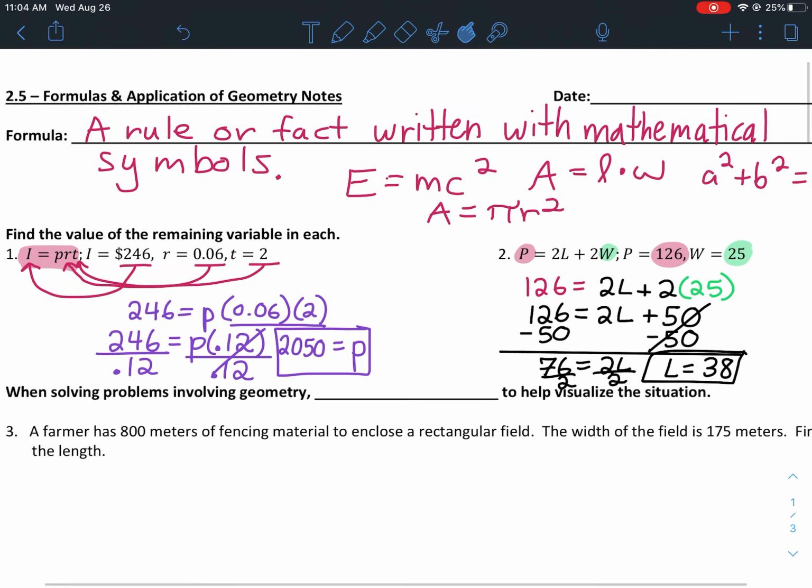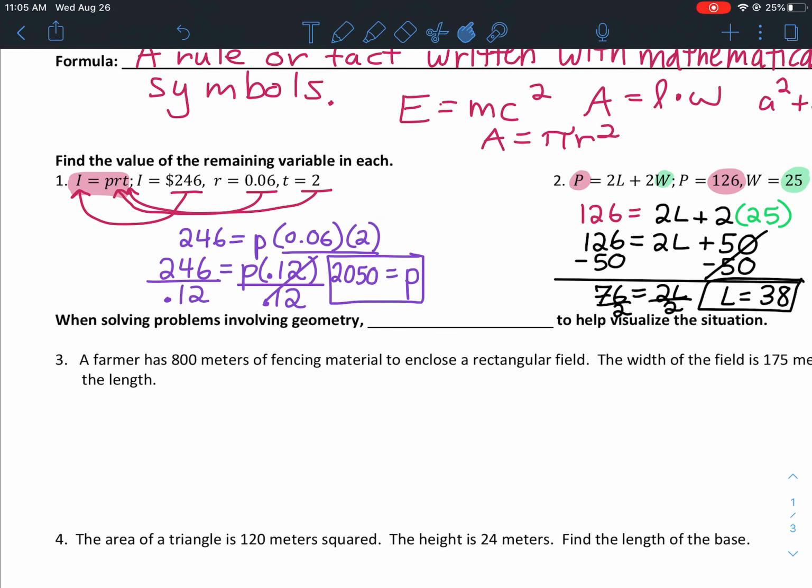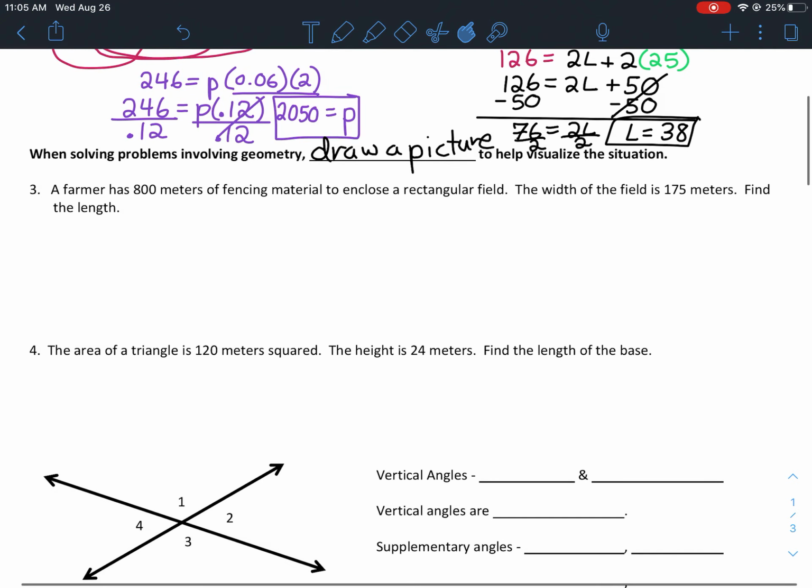Okay, so that's how you solve for a missing variable. Now we're going to do some word problems, some application problems. So first of all, when solving problems involving geometry, you don't need to write this part down. Make sure you draw a picture to help visualize the situation. That's going to be really, really helpful when you're trying to figure out the answer and what to do in these problems.